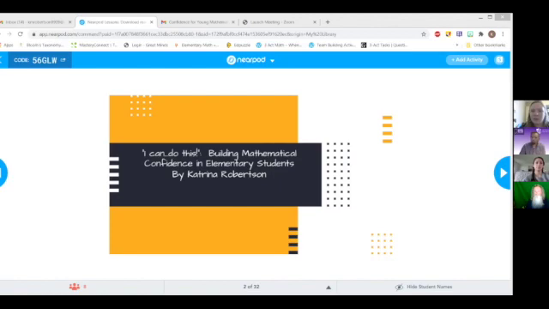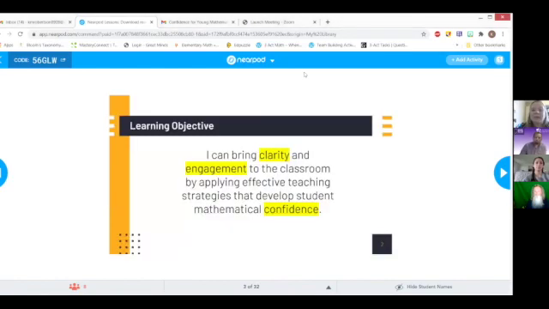I always enjoy leading my sessions as well as my classroom with a learning objective. Every day we have either the same objective because we're working towards it several days, or it's a new objective that day. Our learning objective for today's professional development is: I can bring clarity and engagement to the classroom by applying effective teaching strategies that develop student mathematical confidence.